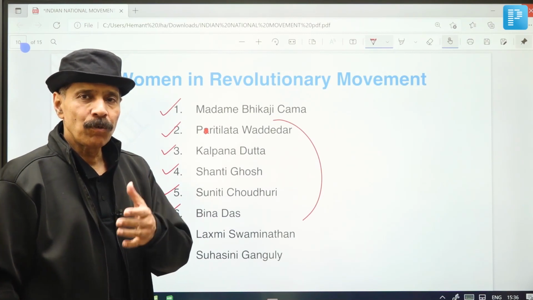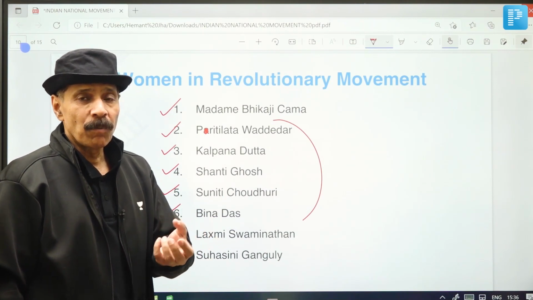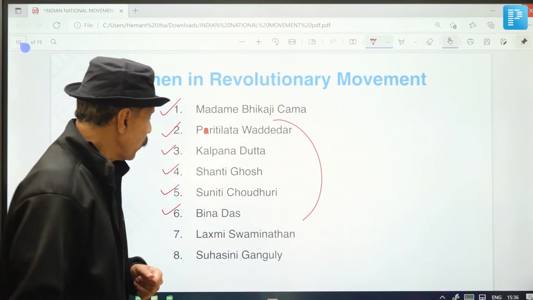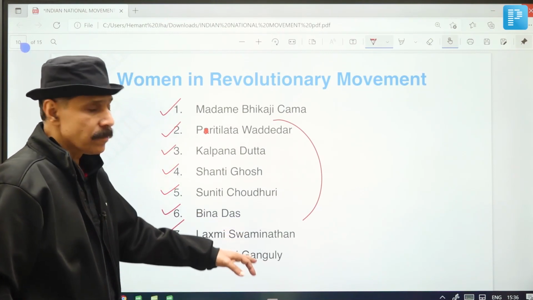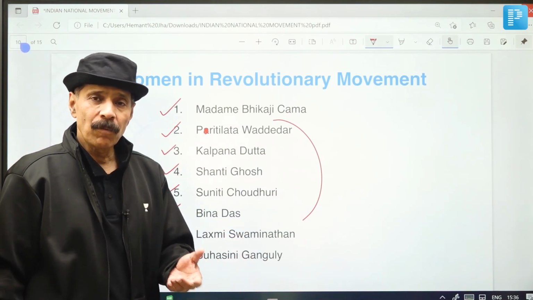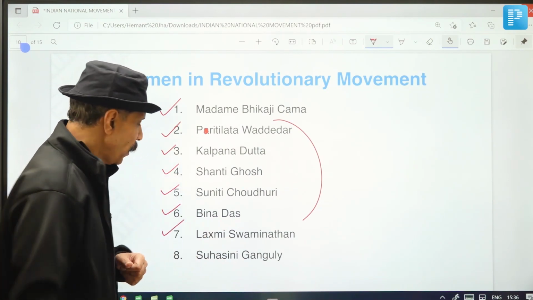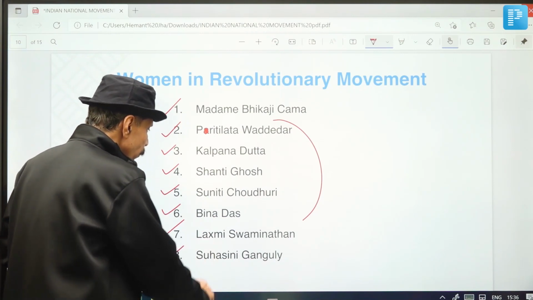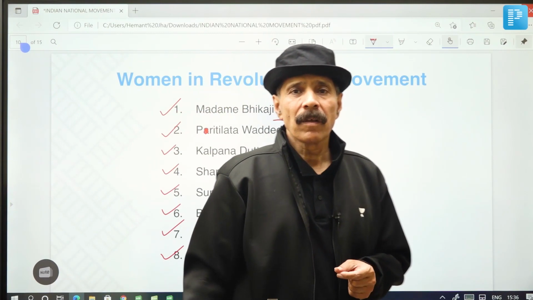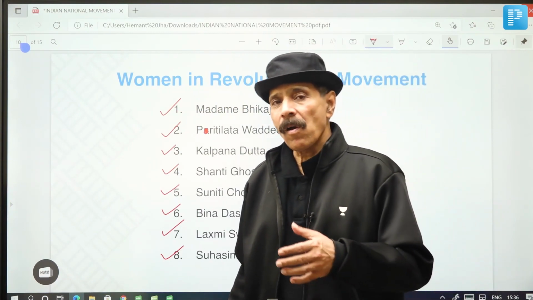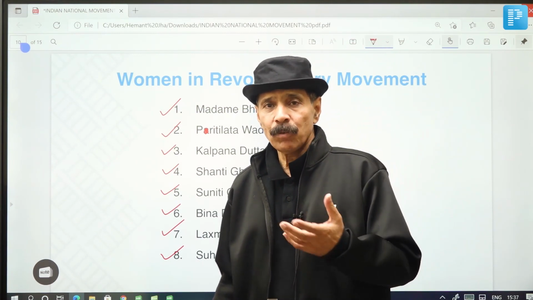So the revolutionary group headed by Surya Sen was remarkable for the involvement of many women revolutionaries. And next, Lakshmi Swaminathan, later known as Lakshmi Sehgal, was associated with Azad Hind Fauj movement. And last is Suhasini Ganguly. So these names you should remember related to revolutionary movement. Now I am moving to the next one.